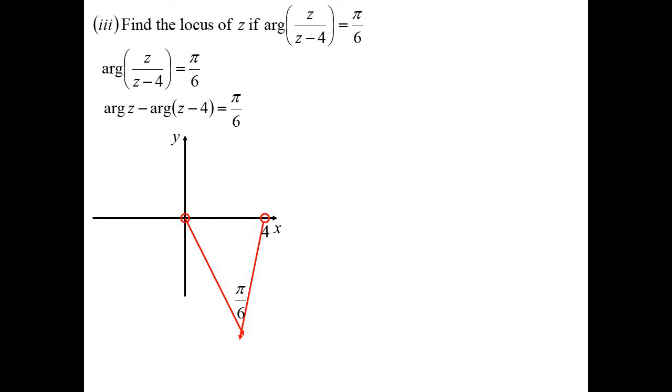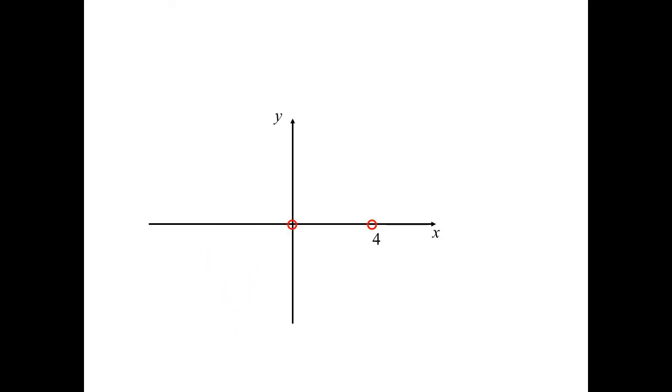Because the argument of z is bigger than the argument of z minus 4. The reality is, when I actually do these, I would put it on top first. I put it bottom because I know what the answer is. So let's imagine that instead of putting z on the bottom, there's 4, let's say I place it up here, and we're saying that angle is pi on 6. Now it's a little bit more obvious.